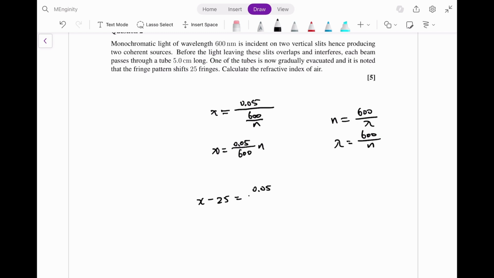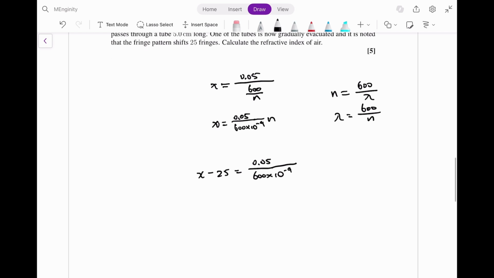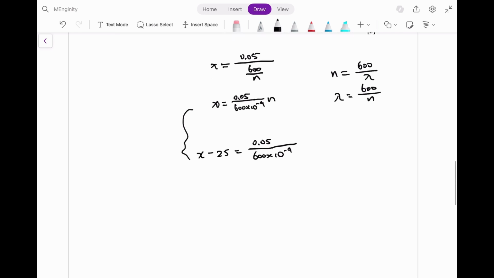0.05 over the wavelength, which is 600. Oh, I forgot to add, that would be 600 nanometers. This as well. So then we have two simultaneous equations, and then we will be able to calculate n.